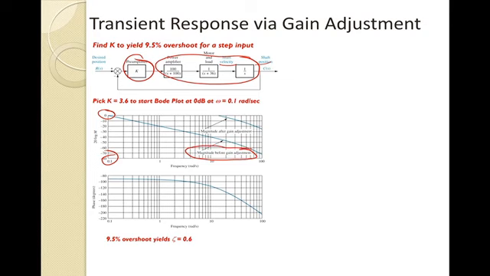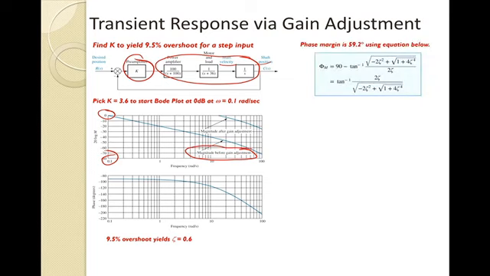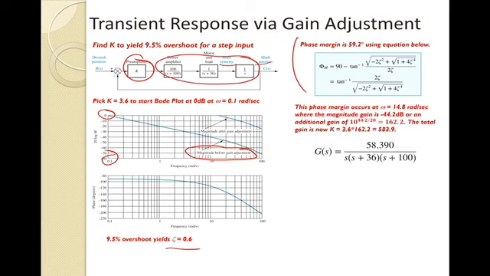So if we want a 9.5% overshoot, that's going to yield a damping ratio of about 0.6 based on our equations shown in previous modules. And given that damping ratio, we can calculate our phase margin from this calculation, again, shown in a previous module. We'll see here that the phase margin comes out to be about 59 degrees using that equation.